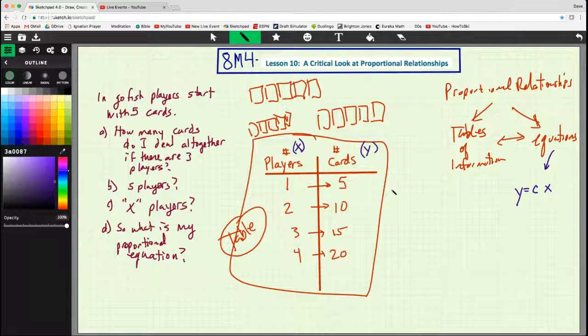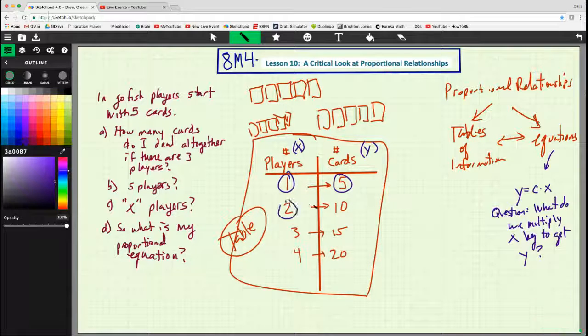So we have to think about what we have to do to x. What do we have to multiply our x by? So the question is, what do we multiply x by to get y? And we can ask that about any row. To get from 2 to 10, we multiply by what? 3 times what is 15? And for you sitting at home listening, you probably have already figured out that it's times 5. So if I had 10 players, we can simply say we'd have 50 cards.